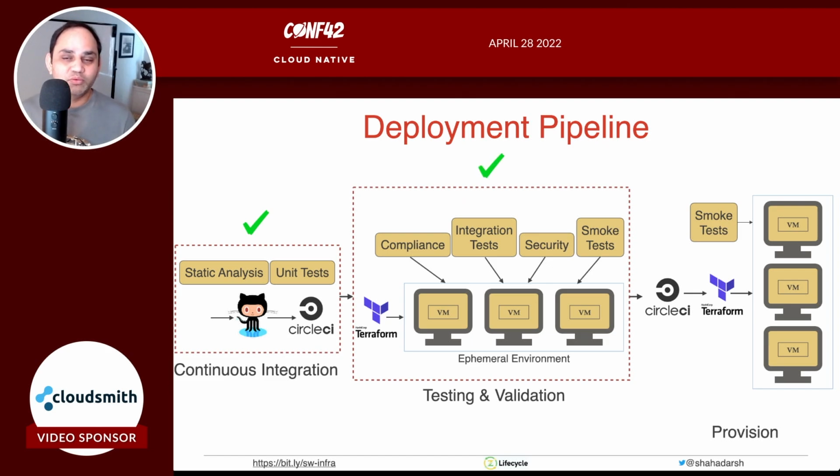And then if that works, we go to the last step, where we deploy those changes and provision our infrastructure in production. And then we run some smoke tests to validate that production is what we want. So this is how we have been using pipelines with infrastructure as code to achieve more reliable provisioning of infrastructure.